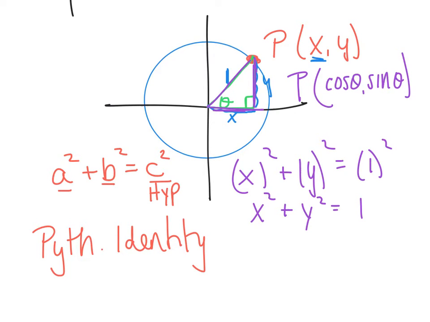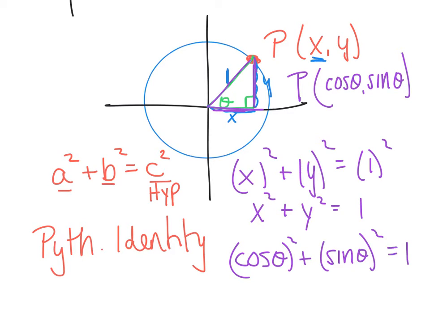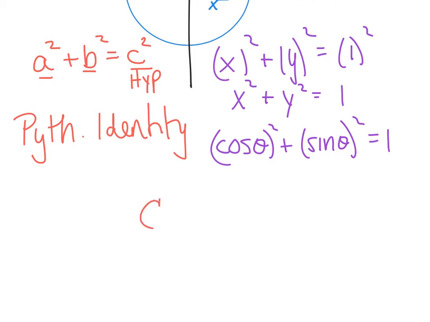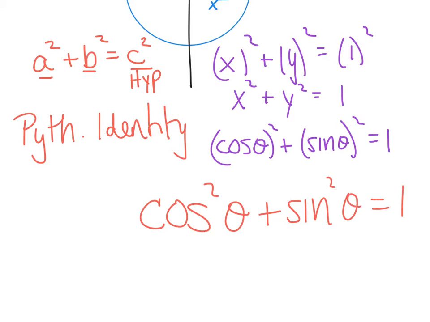So watch. Now, instead of saying x squared plus y squared equals 1, I am saying cosine theta squared plus sine theta squared equals 1. Now that wasn't magic, guys. Where did I get that from? Well, x is the same as the cosine, and y is the same as sine. Now, here's how it's going to get written in trigonometry notation. It's going to say cosine squared theta plus sine squared theta equals 1.